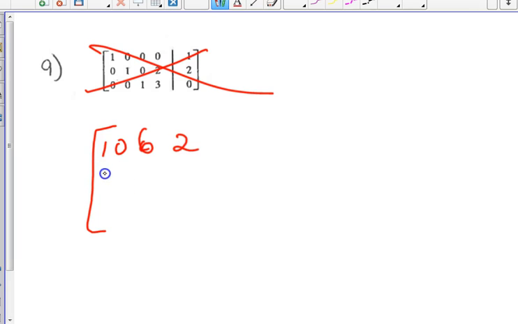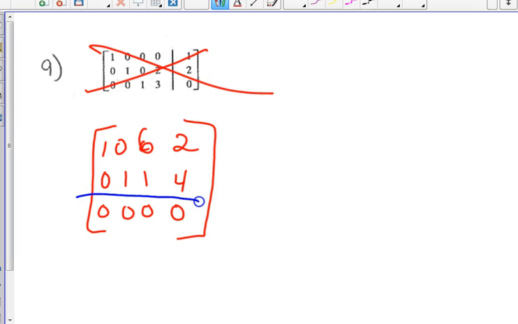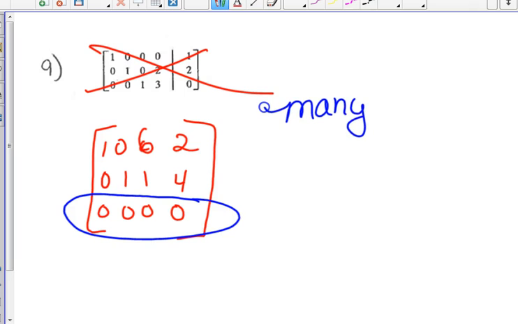1 0 6 2, 0 1 1 4, 0 0 0 0. What does this mean? Okay, a row of zeros means many solutions. Unfortunately, then we have to do a bunch of work.